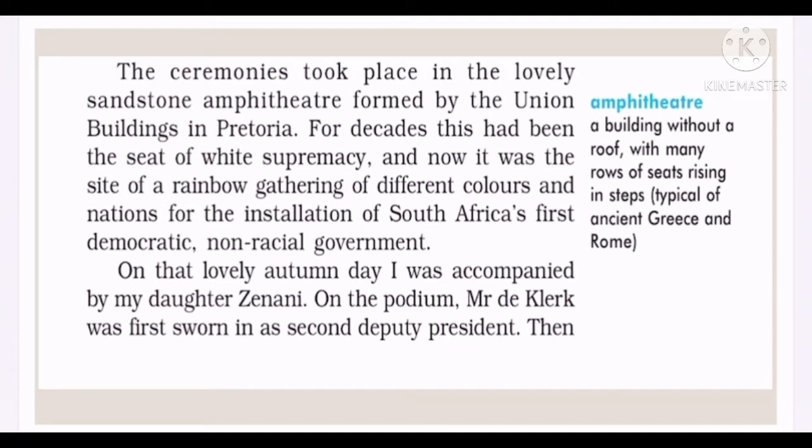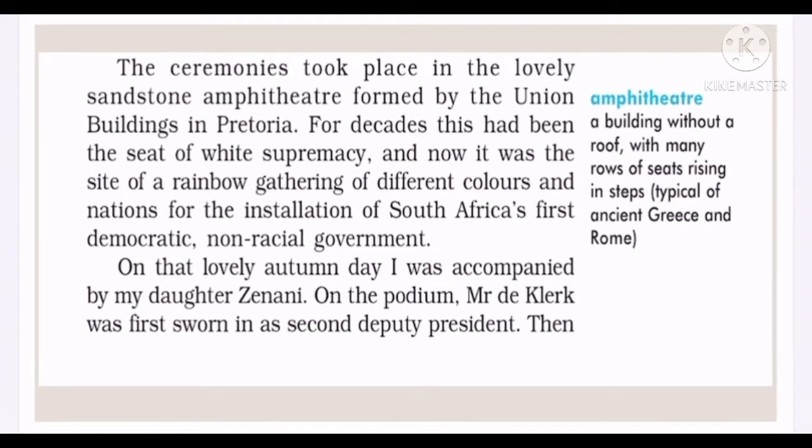Why did he say rainbow? Because we know that a rainbow has different colors. Similarly, in the Union Buildings, there were different kinds of people sitting, of different colors, coming from different nations for the installation of South Africa's first democratic non-racial government. So students, why are there different kinds of people? Because the apartheid system was abolished, and now people from different nations and of different colors were coming. That's why he says it is the site of a rainbow gathering on that lovely autumn day.